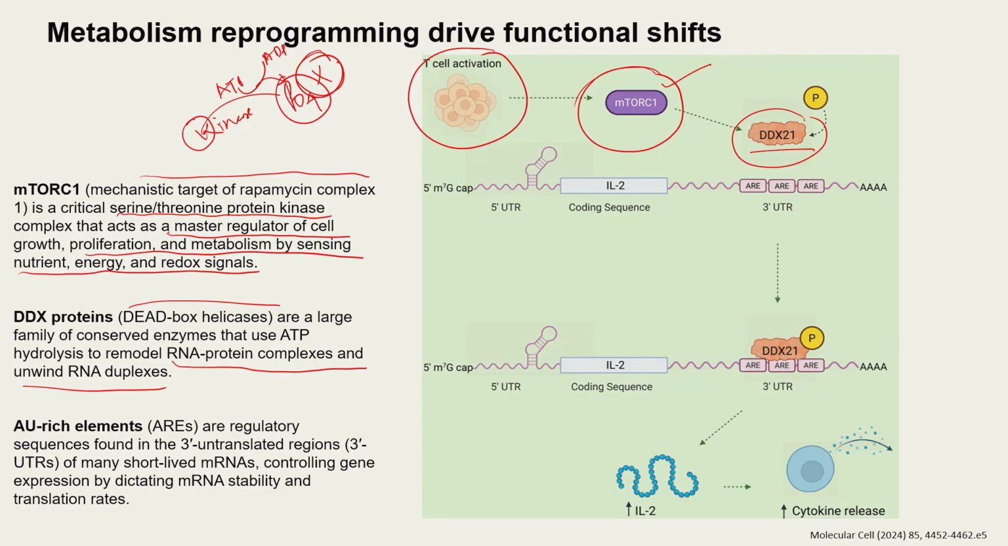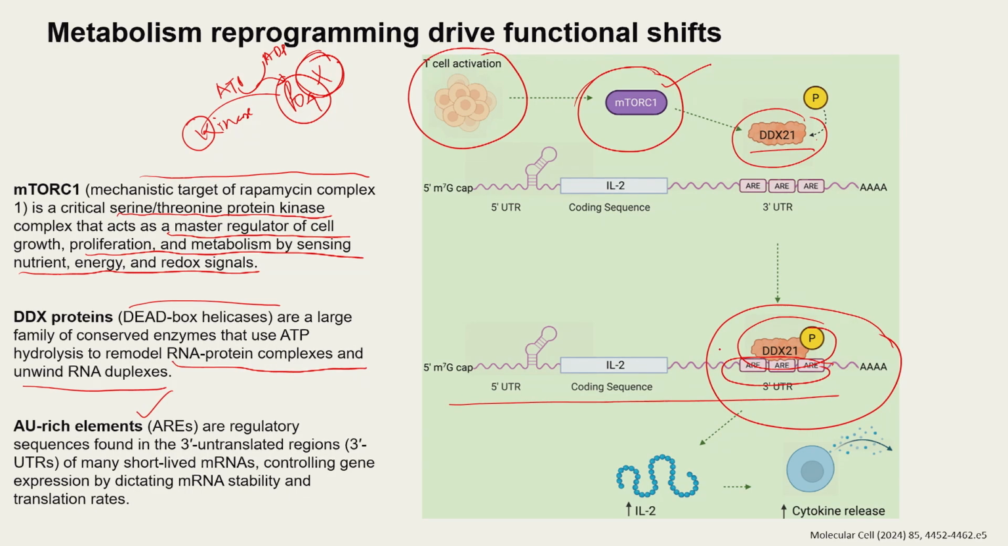So what we are trying to understand is how this metabolism is modulating the shift in cellular plasticity. Suppose there is an activation of the T cell population. If there is a nutrition deprivation or energy starvation or any kind of redox-related stress, mTORC1 comes into the picture, which is a kinase, so it does a phosphorylation. And once there is this phosphorylation, we see that the phosphorylated DDX21 can sit over this specific element called ARE. ARE stands for AU-rich element, and these are regulatory sequences around the 3' untranslated region, right? So these are present in the 3' end.